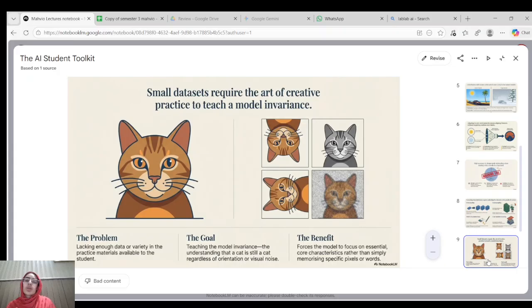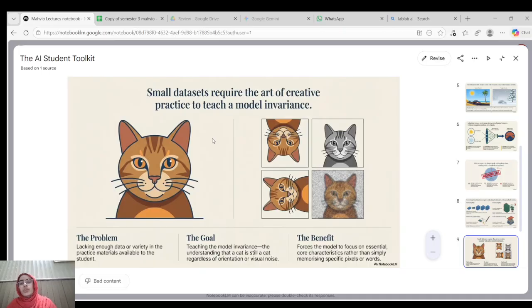When we have small datasets, we have to get creative. We want to teach the model invariance. This means the model understands that a cat is still a cat whether it's upside down, blurry, or in dark mode. If we do not have enough variety in our data, the model might just memorize specific pixels. Augmentation forces the model to ignore the noise and focus on the core characteristics of the disease.